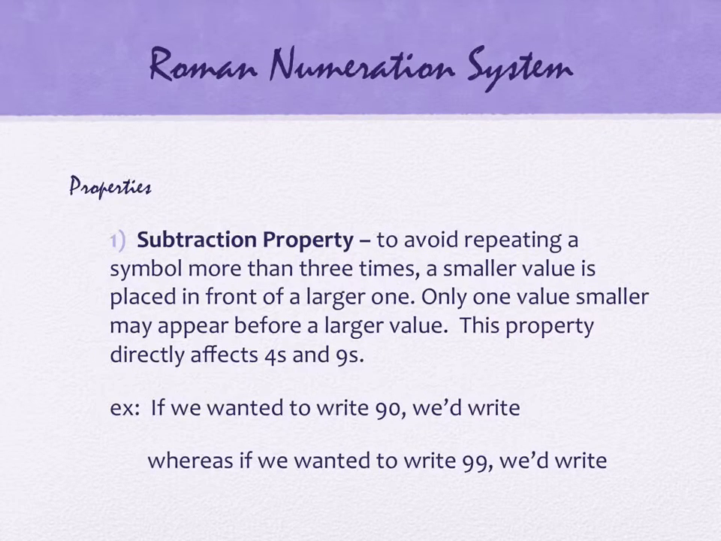So if we wanted to write 90, one way that we would have thought to do it prior to me telling you there's a subtraction property is to do a 50 and four tens. That would be 90, right? But if I did that, I'd have to write the 10 four times. They never write a digit four times. So what do they do instead? They use the subtraction property. So 90 is almost 100, agreed? Okay, 100. How do you write 100? It's C. But we want it to be 10 less than that. How do you write a 10? X. So the X goes in front of the C.